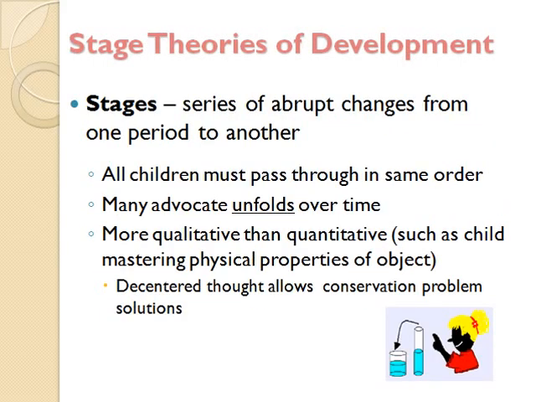Stage theories of development. The stages are a series of abrupt changes from one period to another. All children must pass through them in the same order. Many advocate that development unfolds over time, more qualitative than quantitative, such as children mastering physical properties of objects. Decentered thought allows some conservation problem solutions.